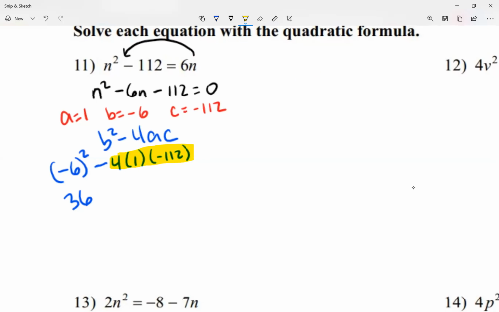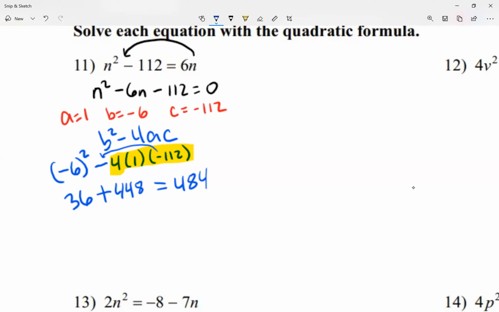When I look at my multiplication, there is a negative sign. So what I'm going to do with my negative sign is bring it to the front and change this minus to a plus sign. Then I have to figure out what 4 times 1 times 112 is. In my case, I get 448. Now, 36 plus 448 gives me 484. I found my discriminant.